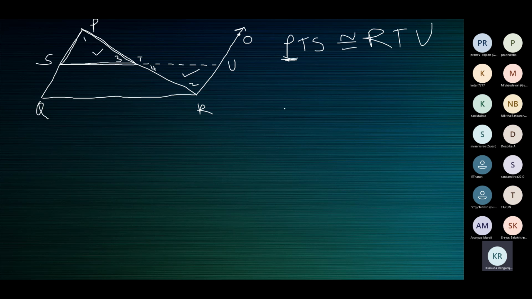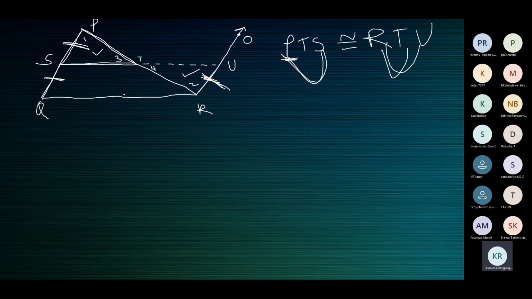So now what is it that you wanted? You wanted QS equal to RU. So you are curious to find whether PS is equal to RU. Yes, PS is equal to RU. PS only was representing QS. Opposite sides are equal now by CPCTC: PS is equal to RU, but PS is equal to QS. That means QS is equal to RU.